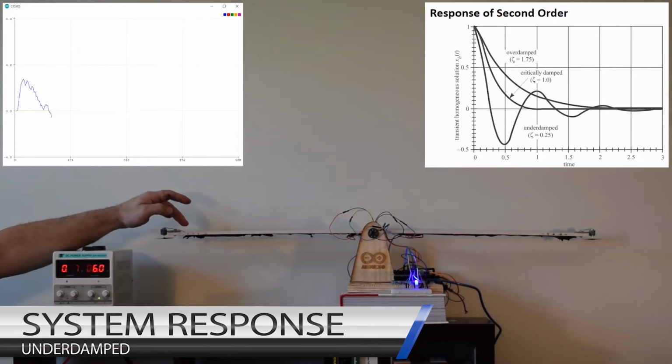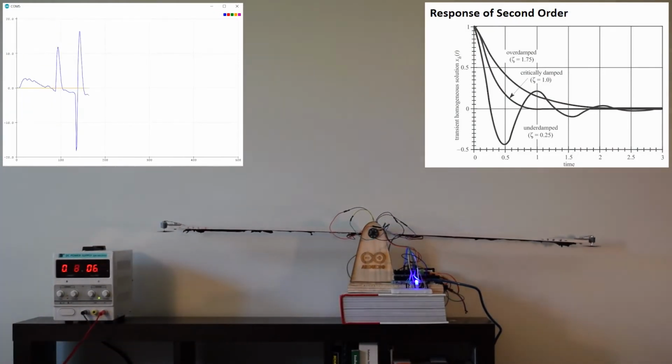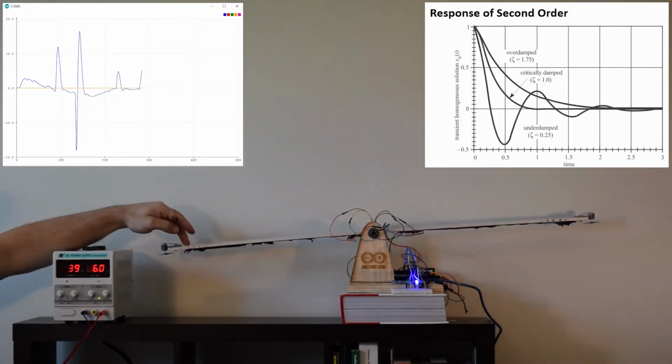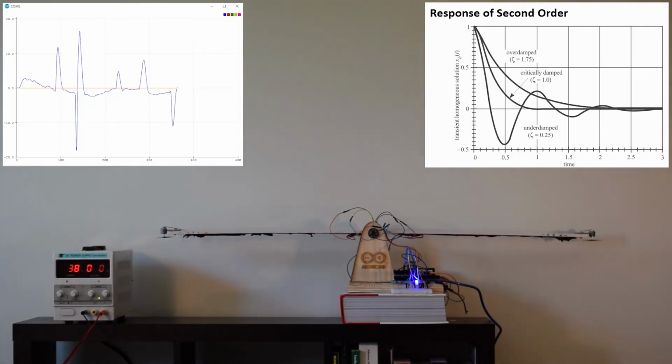My target when tuning was to achieve a slightly underdamped system response because the testing would need to occur over a relatively short period of time. The response I achieved is shown on the graph. The orange line is the set point, and the blue line is the angle from the gyro.